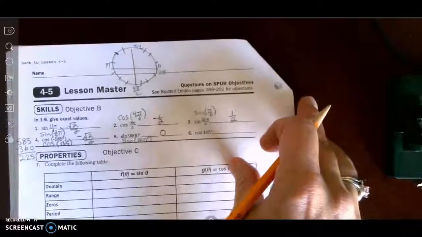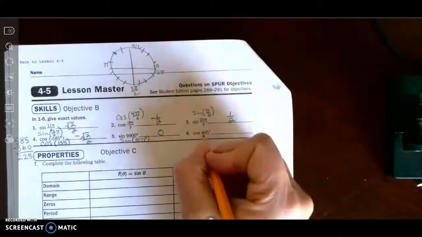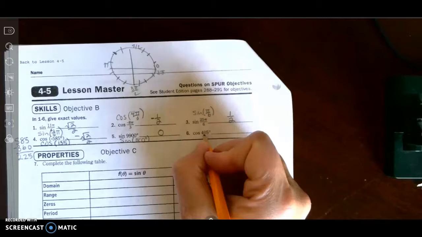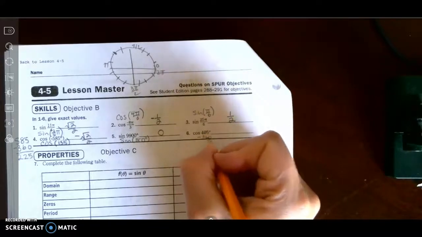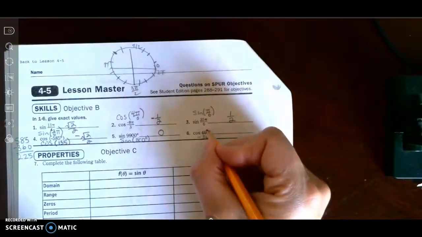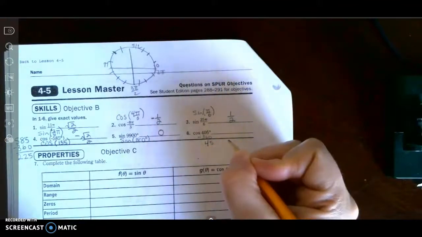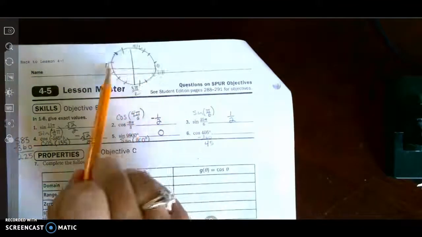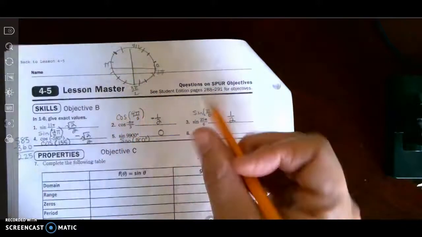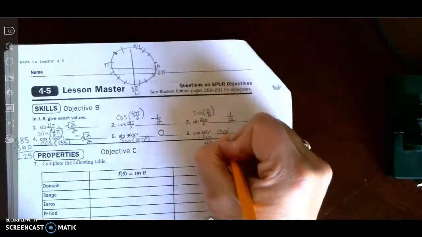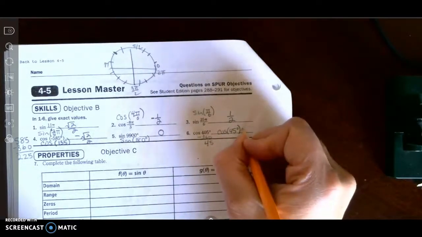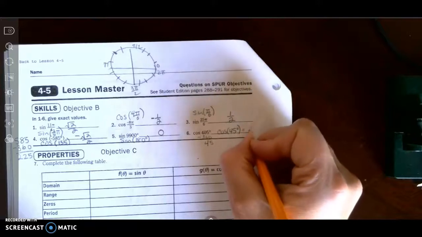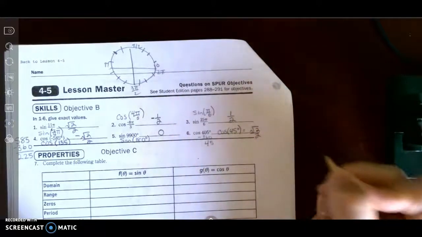All right, cosine of 405. I know that when I'm at 405 and I subtract 360, I would be left with 45 degrees. So I'm going to go all the way around the circle and then go another 45 degrees. So I'm finding the cosine of 45 degrees. Everything in quadrant 1 is positive. And sine and cosine of 45 is square root of 2 over 2.